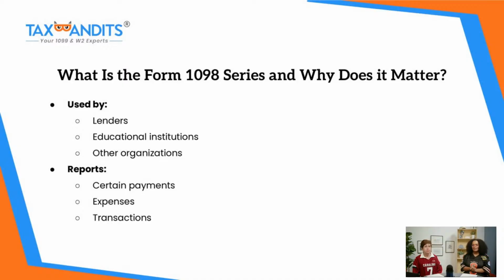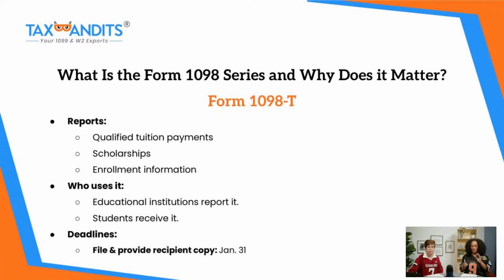Awesome. All right. Well, the 1098 form, I'm going to let you tell us about that, Shakira. All right. So the 1098 form series is a group of IRS information returns. It's used primarily by lenders, educational institutions, and other organizations to report certain payments, expenses, or transactions that can affect an individual's tax return. So today we're going to cover the 1098T and E, the 1098, the 1098F, and the 1098 C and CAP. A lot of forms today.